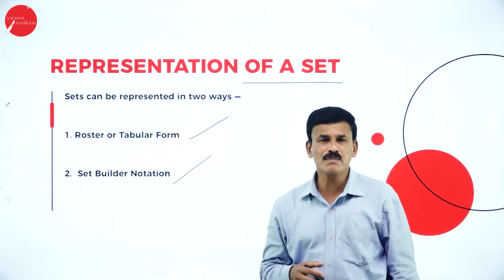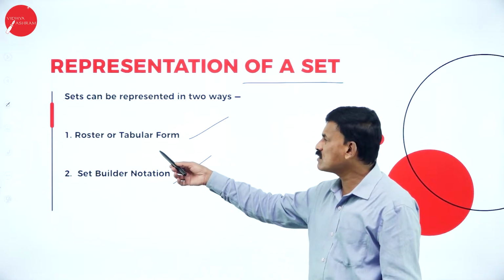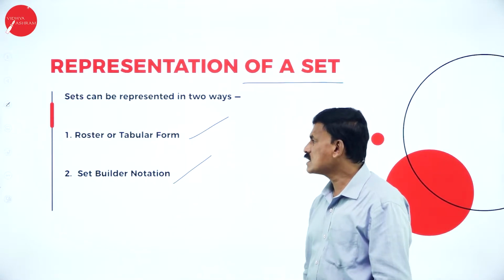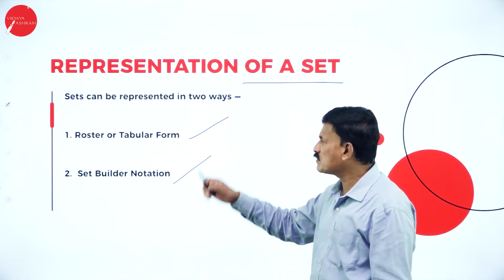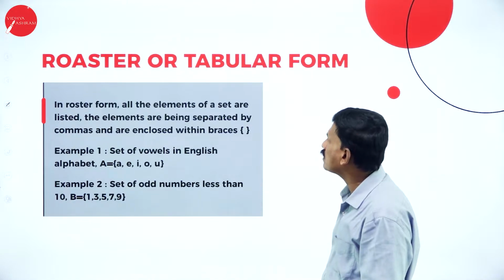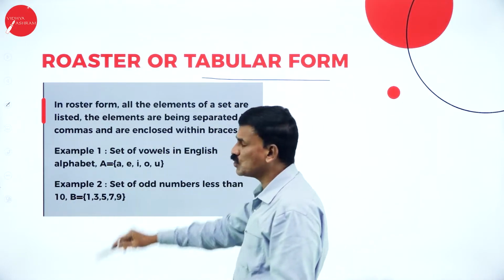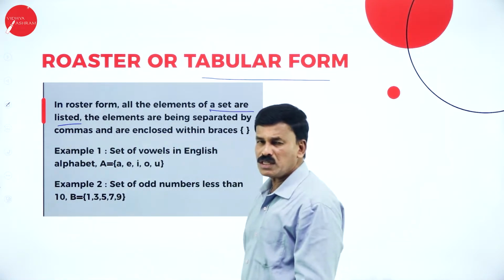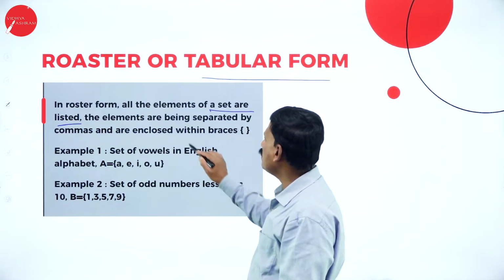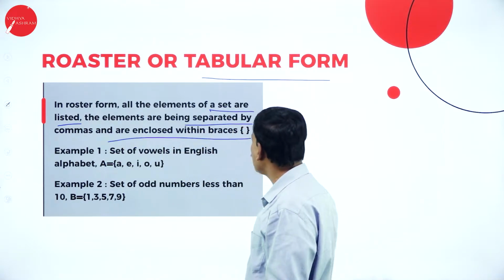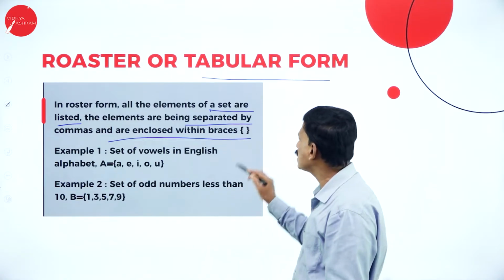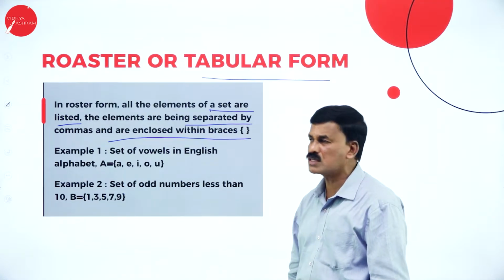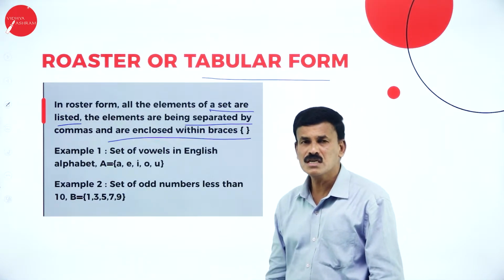So, a set can be represented by 2 methods: one is the tabular method, also called the roster method, and the second is the set builder method. Now, let us come to the first one, the roster or tabular method. In this roster form, all the elements of the set are listed, separated by commas, and enclosed between 2 flower brackets, that is, braces. Such a form is called the roster form or the tabular form.